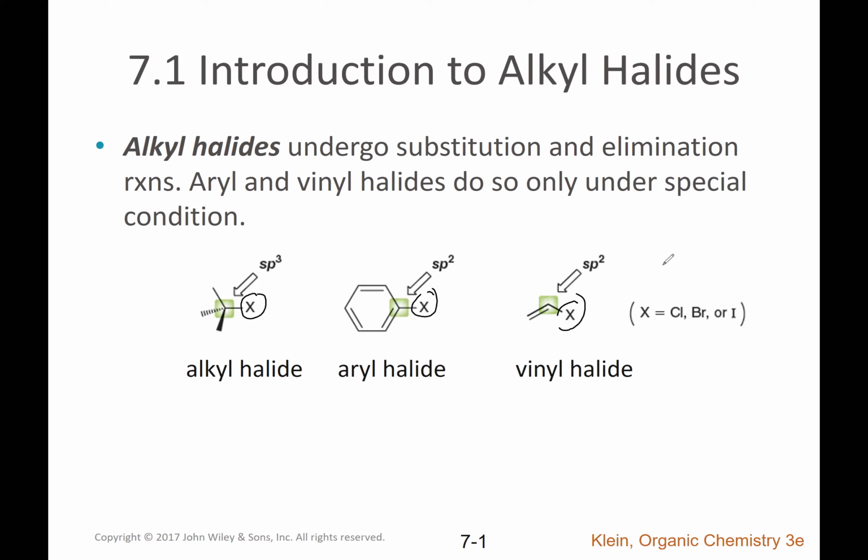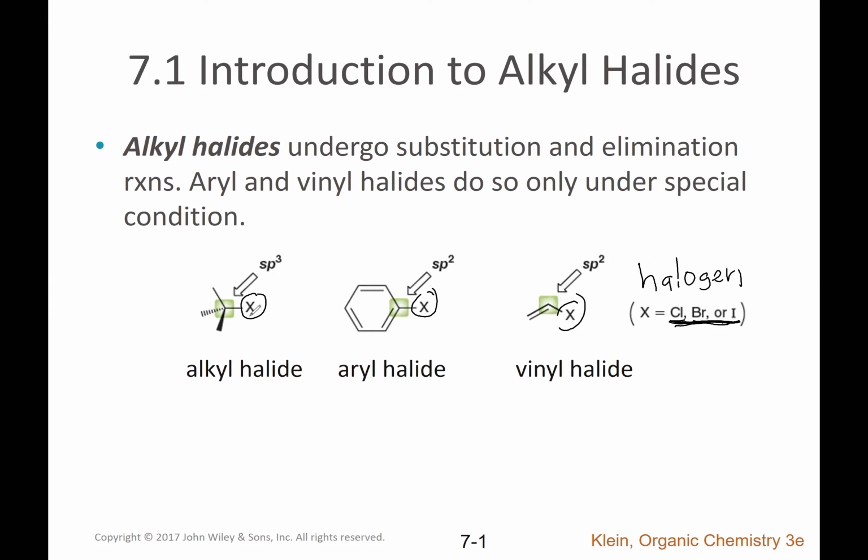You see here the X group. X corresponds to a halogen. And a halogen is chlorine, bromine, or iodine. Fluorine is also a halogen, but it doesn't really participate in the kind of reactions that we talk about in this chapter. So these are the only ones you have to be concerned about: chlorine, bromine, and iodine.